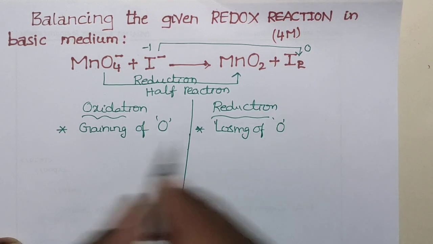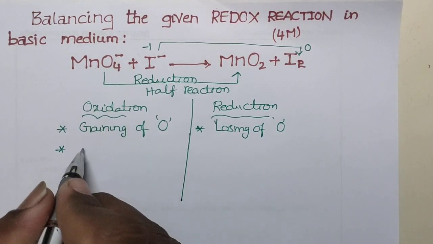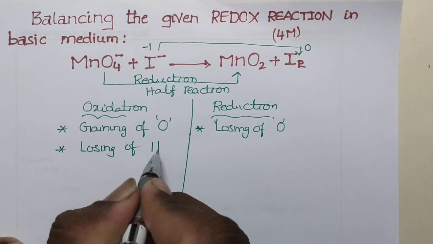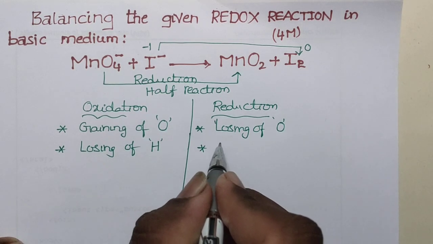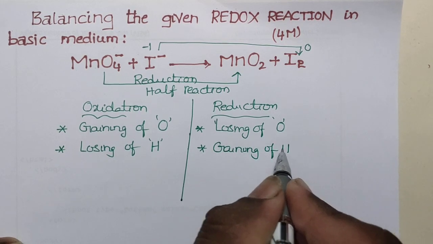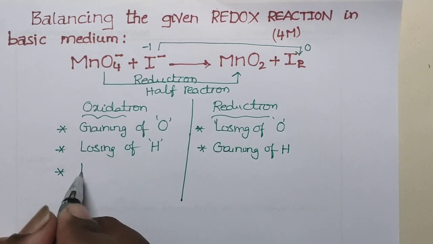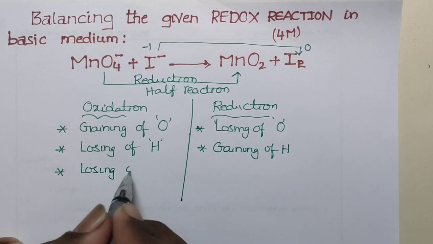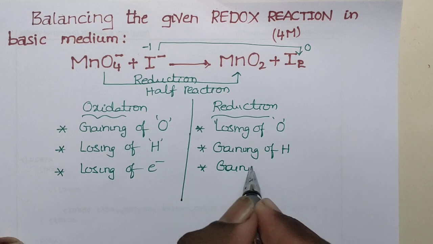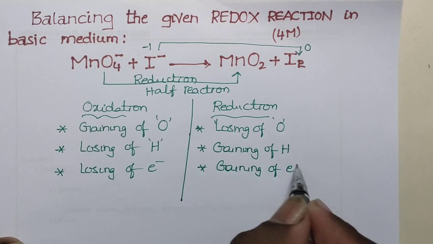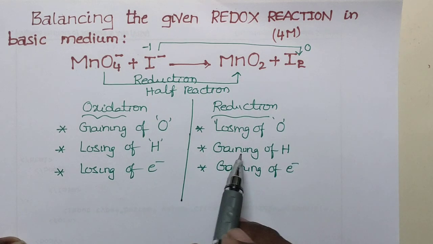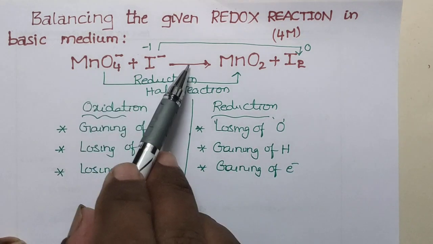oxygen atoms. Similarly, oxidation means losing of hydrogen atoms. In reduction, gaining of hydrogen atoms. And the third definition is losing of electrons. Here reduction is gaining of electrons. So out of these 3 definitions, any one of the definitions is related to the given equation.